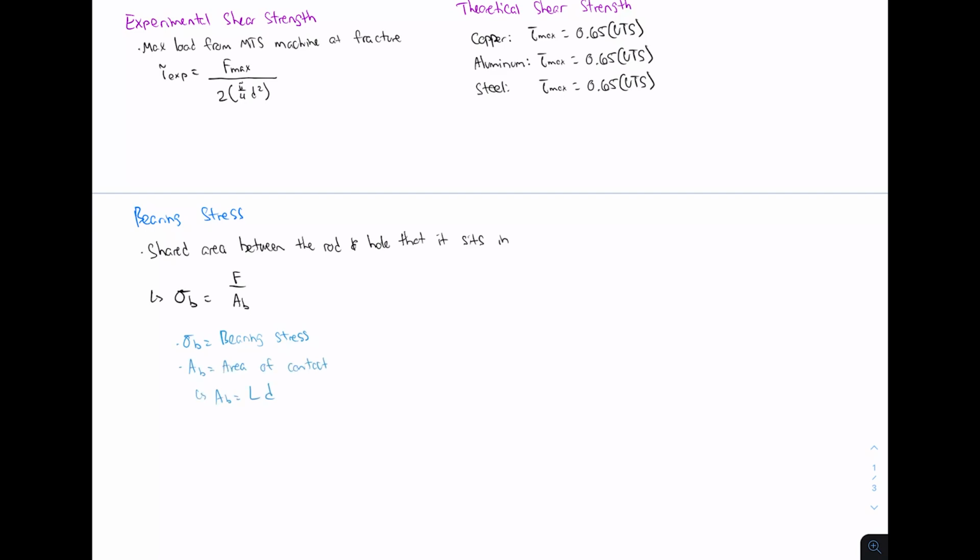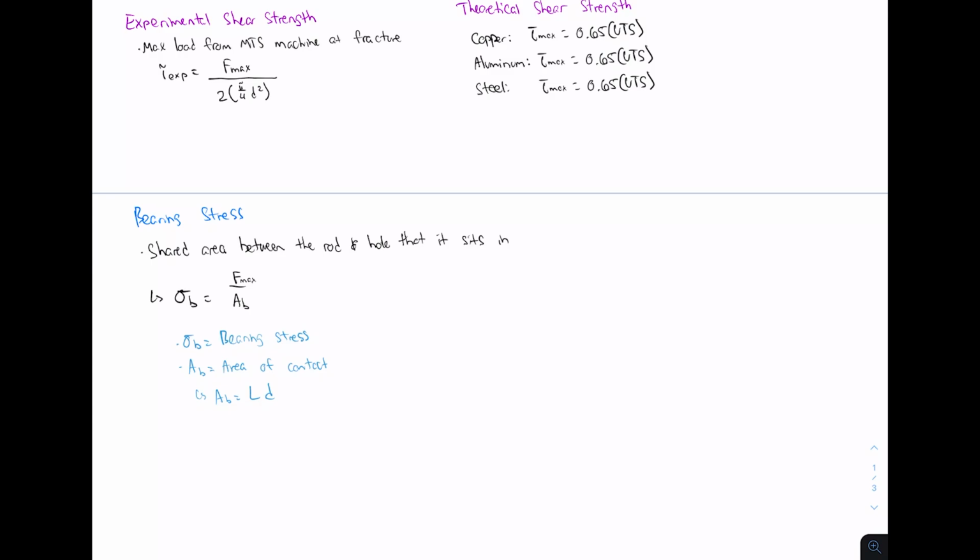Okay, so the other thing that we're going to measure in this lab is the bearing stress that we're going to have on each of these rods. So if you remember from 331, the bearing stress is going to be the stress that occurs on the shared area between the rod and, in this case, the hole that it sits in. This will be easier to see once I actually show you a picture, and then you can get a sense of it. So the bearing stress is going to be equal to F divided by A sub B.